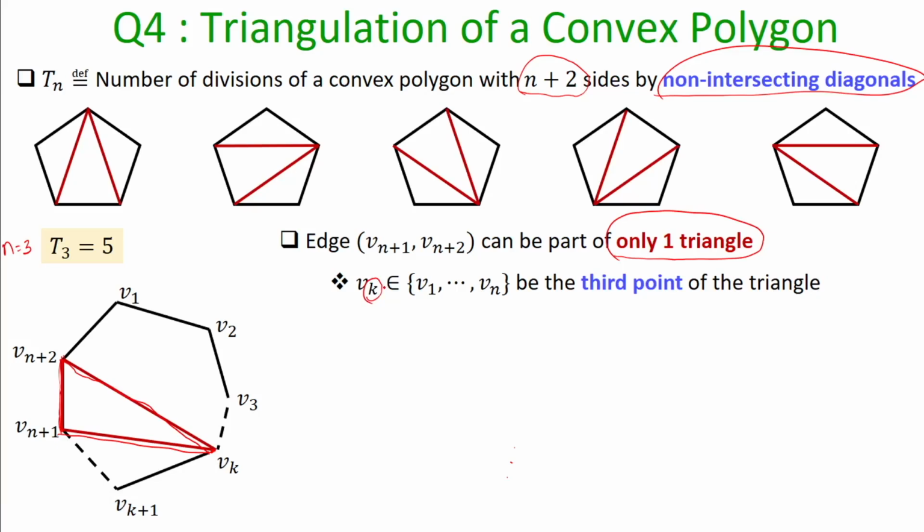So the third vertex Vk could be any vertex. It could be the vertex number V1, in which case my triangle would have been something like this. Or my vertex Vk could be vertex number V2, in which case my triangle would have been something like this, and so on.